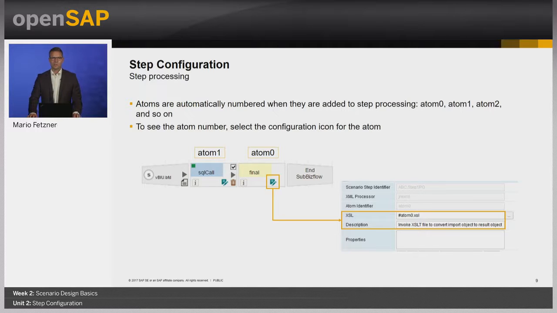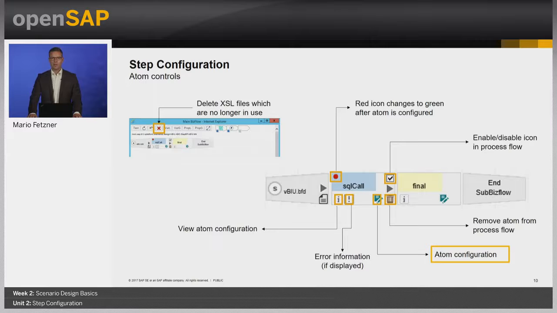When you add atoms to the step processing, they are automatically numbered, atom 0, atom 1, atom 2, and so on. To see the number for an atom, open the atom configuration by selecting the icon in the atom. The XSL file in the atom has the same name as the atom. After you add an atom into the step processing, you need to configure it. Most atoms will show a red icon at first until they are configured. Then the icon will change to green.